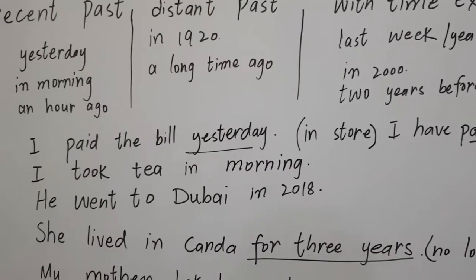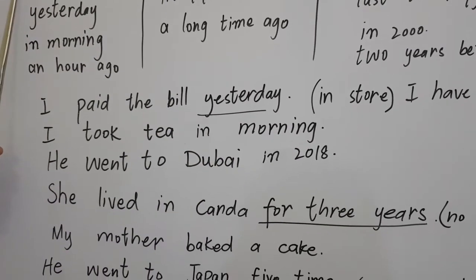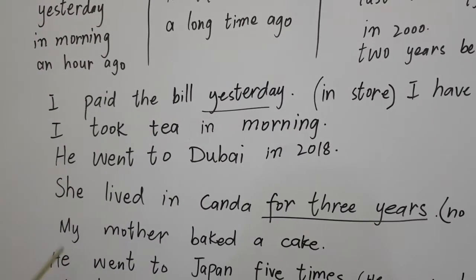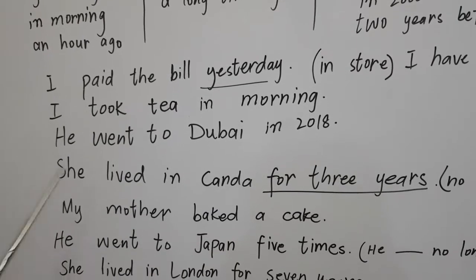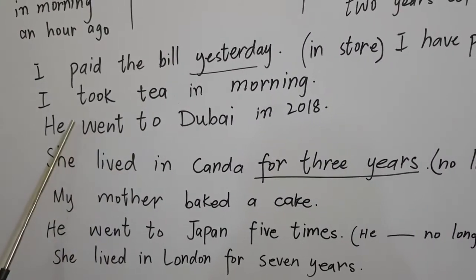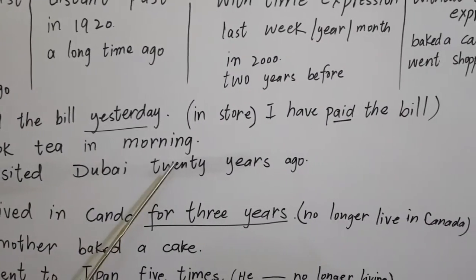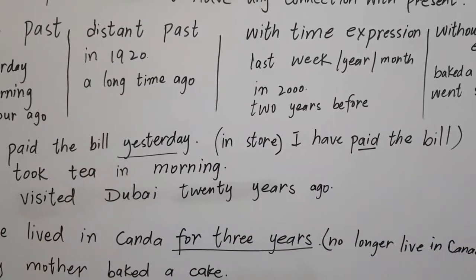Okay, so: I took tea in the morning. This is also an example of recent past, that in the morning, a little while ago, I took tea. If it is now afternoon, you are telling about the morning, that I took tea in the morning. He visited Dubai 20 years ago. So this is an example of distant past.